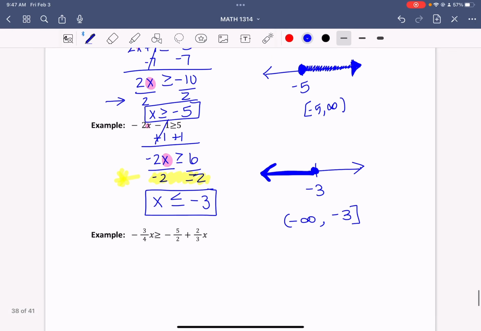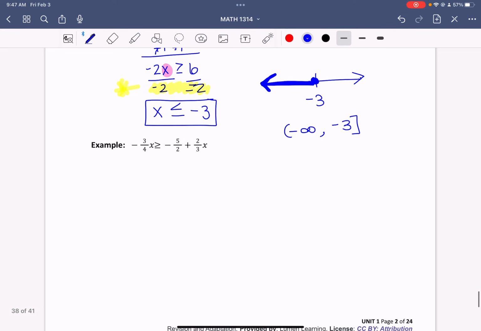Let's amp this up a little bit. Let's look at this next example. In this next example, we have everyone's favorite funness of fractions. And so what I want to do is show you a little trick on how to handle this. What we're going to do is multiply by the LCD, the least common denominator.